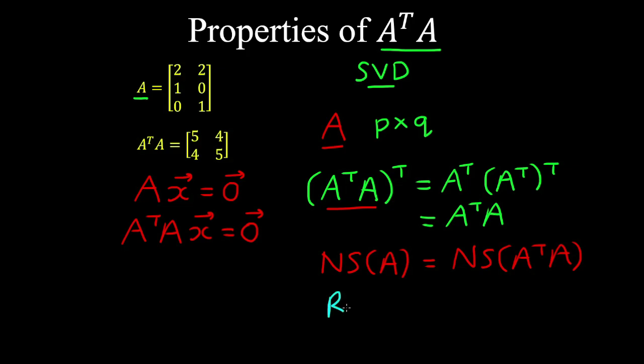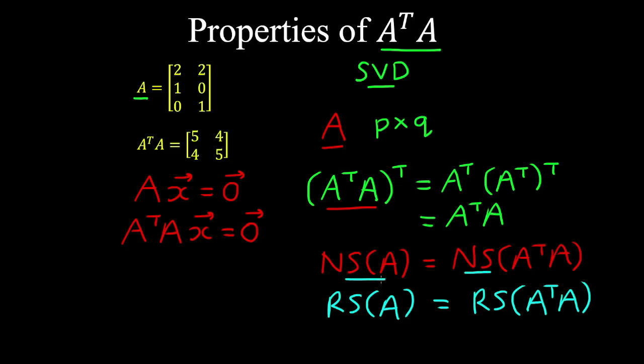And because the row space of A is the orthogonal complement of the null space, then that's equal to the row space of A transpose A, which is the orthogonal complement of the null space of A transpose A. And from this relationship, it's also the orthogonal complement of the null space of A.